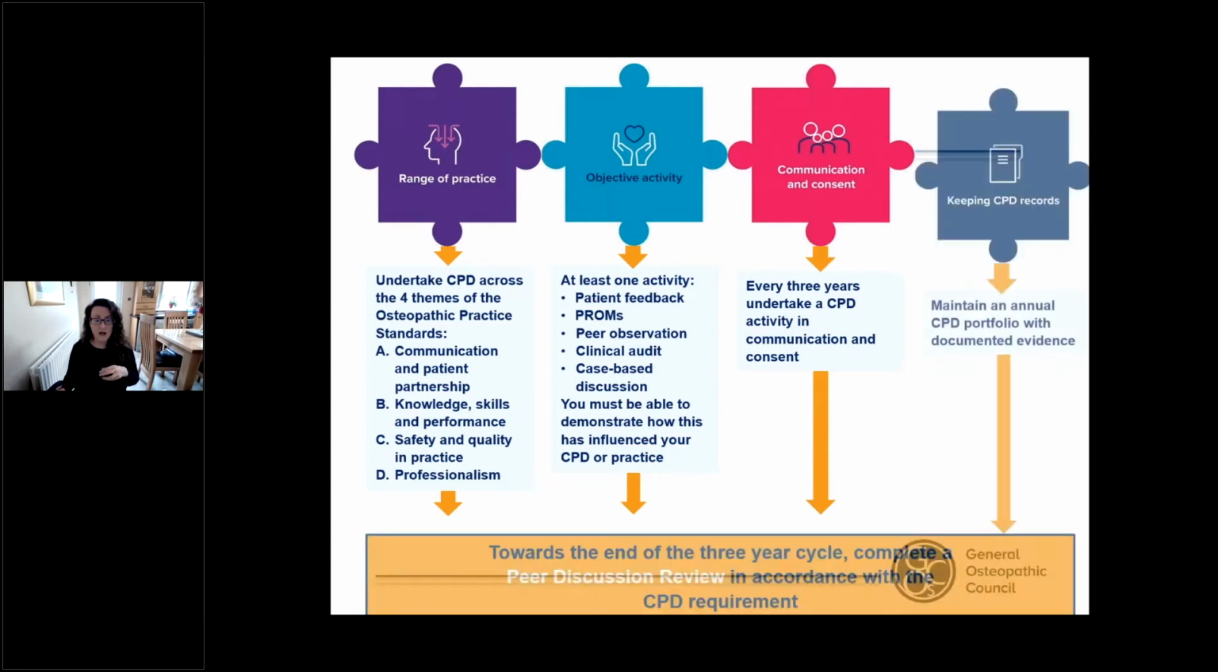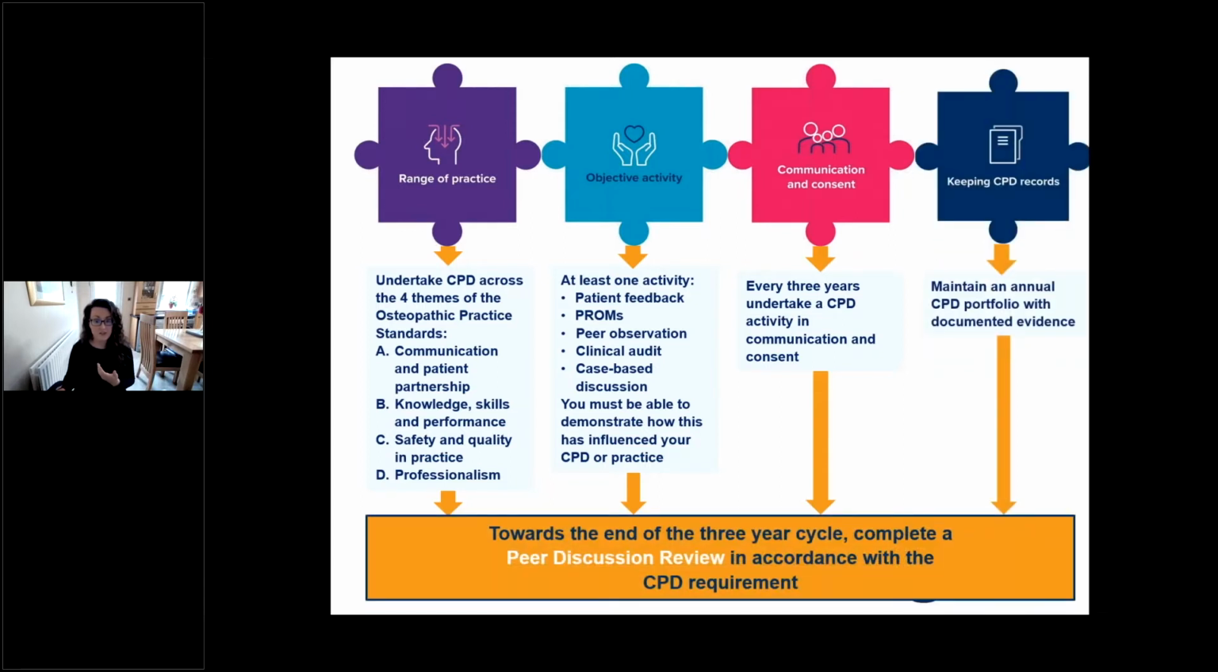And then, as always, you'll need to maintain an annual CPD portfolio with documented evidence. You need to record and reflect on your CPD. And then lastly, a new element of the scheme, peer discussion review, and that needs to be completed and signed off towards the end of your 3-year cycle. Now I'm going to talk a little bit more about that towards the end of the presentation.